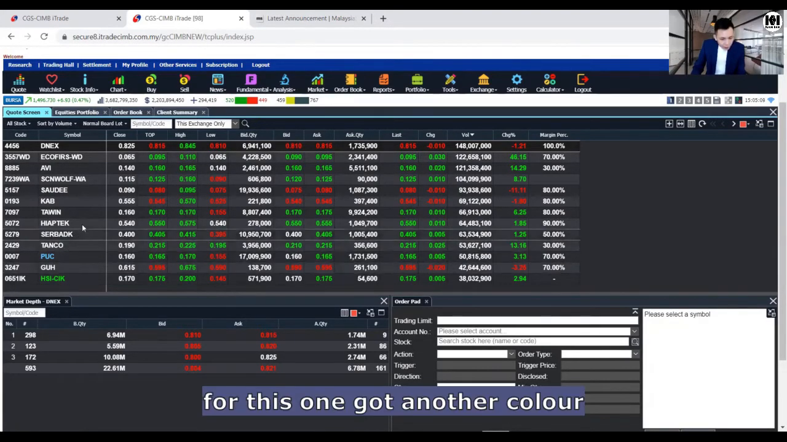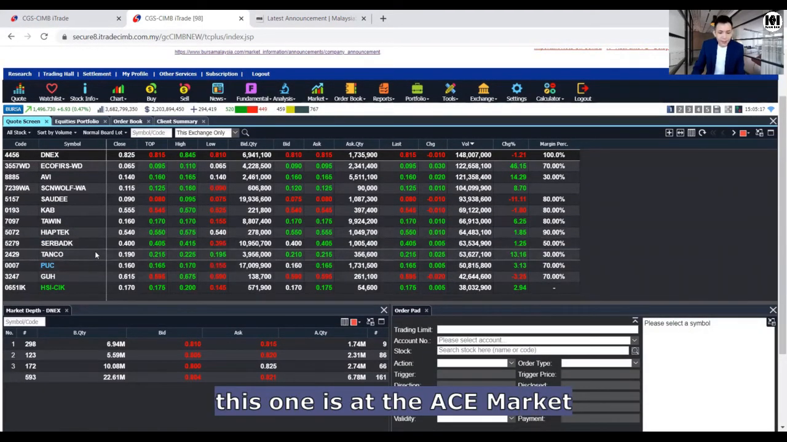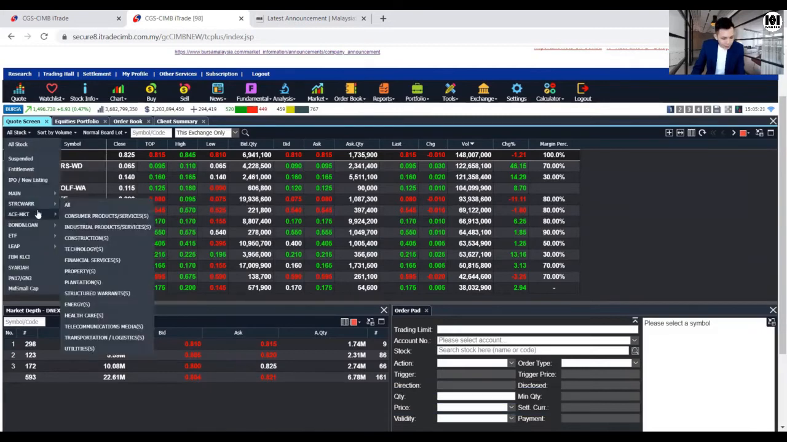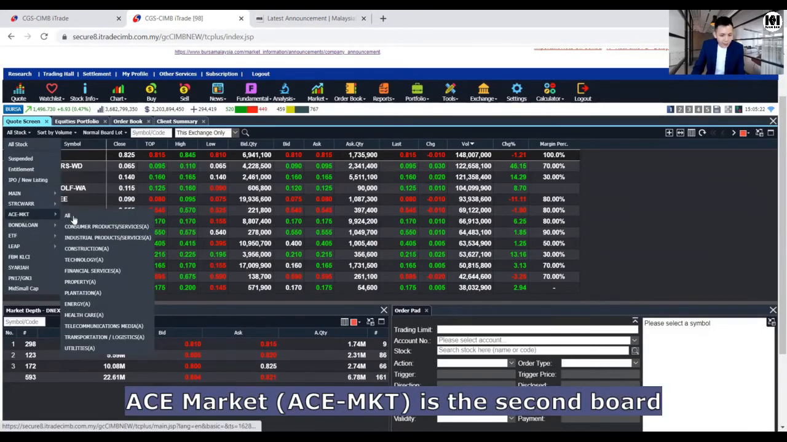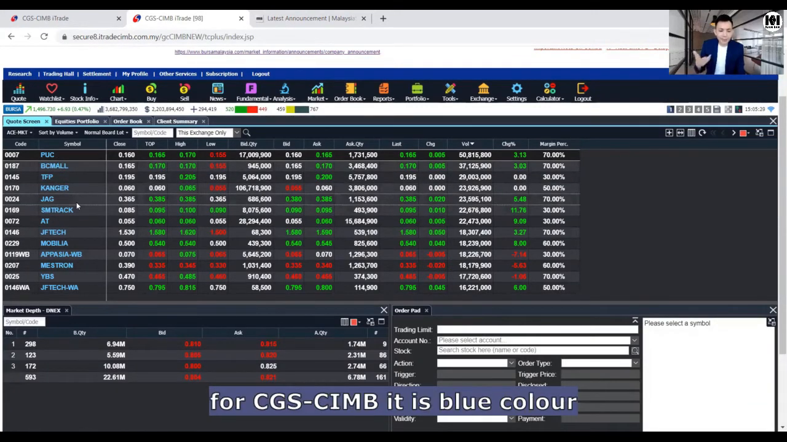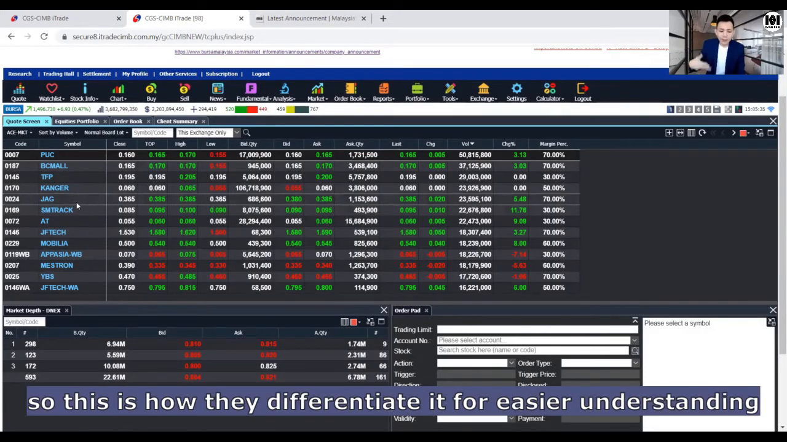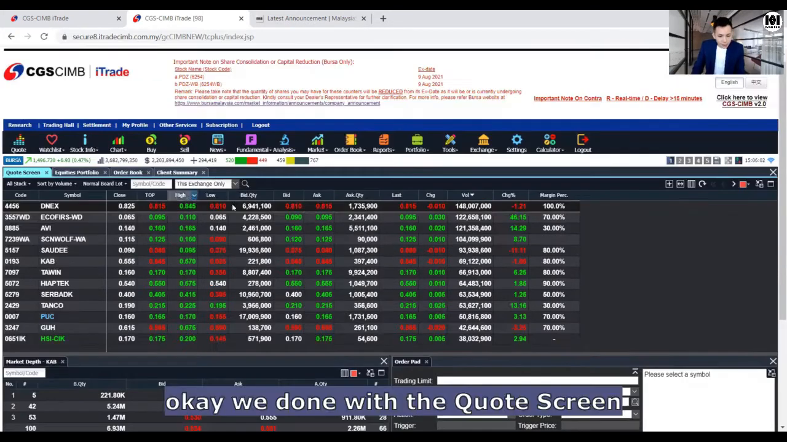Okay, for this one, there is another color, which is blue color. This one is in the S market. Yeah, we can go to here. S market is the second board. You look at it, the symbol color is all blue, but it's subject to the platform. For CGS-CIMB, it is blue color. For other companies, it might be in other colors. So this is how they differentiate it for easier understanding. Okay, we're done with the code screen.